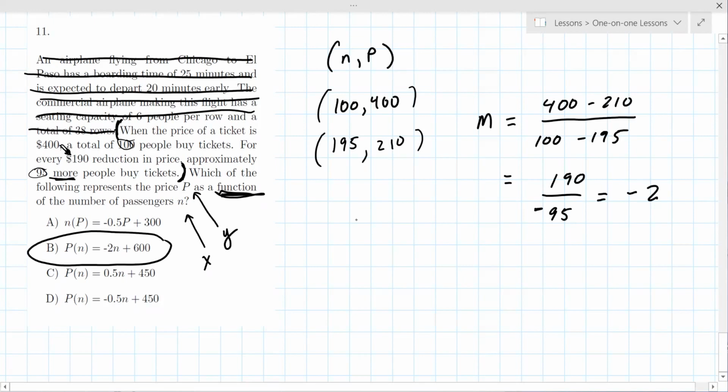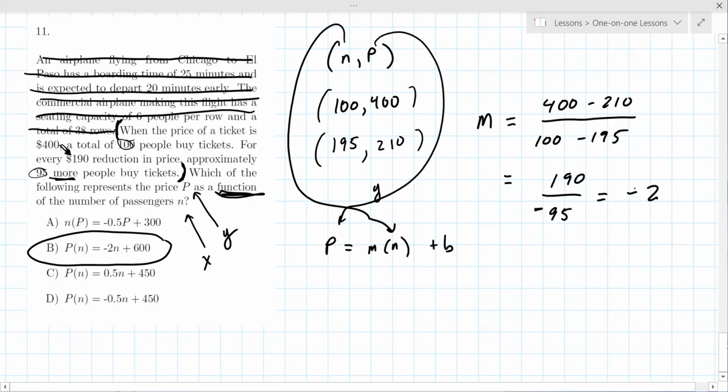Okay. So the best form to write it in would be either slope intercept form or point slope form. So in slope intercept form, it would be P equals m times n plus b. This is where it gets a little weird. Like that's the y and that's the x. But you know your slope. You know your slope is negative 2, so negative 2n plus b.